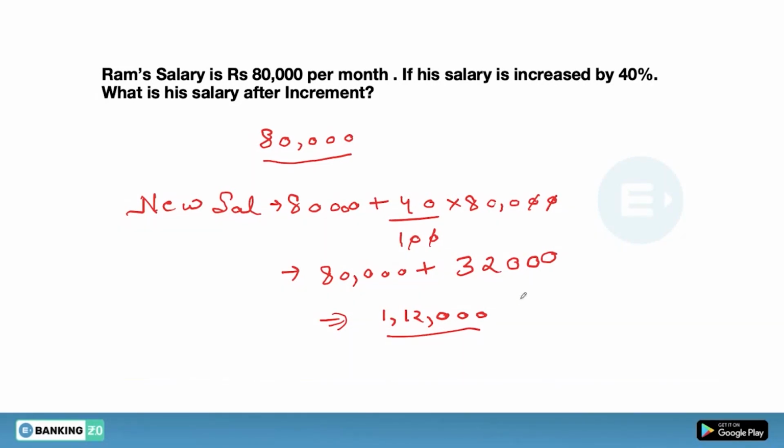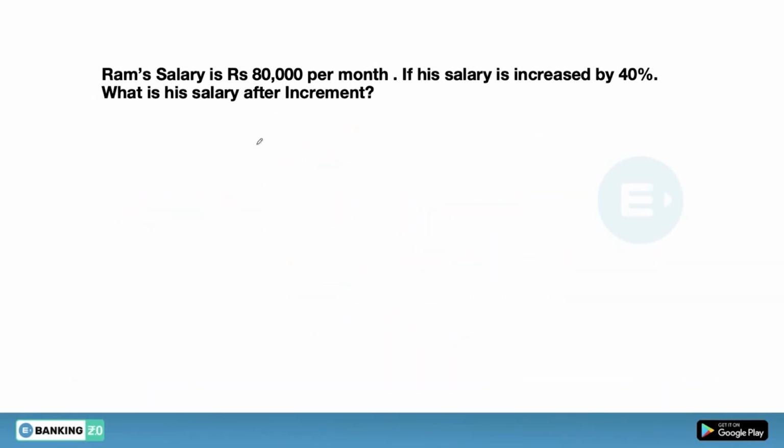Fine. So what is the faster method for calculating the same thing? I was told that 80% is a salary. Salary is what? His salary is 80k. Now we are told that his salary is increased by 40%, and I already told you that anything is 100% of itself. That means we are given that 100% is equal to 80,000, isn't it?